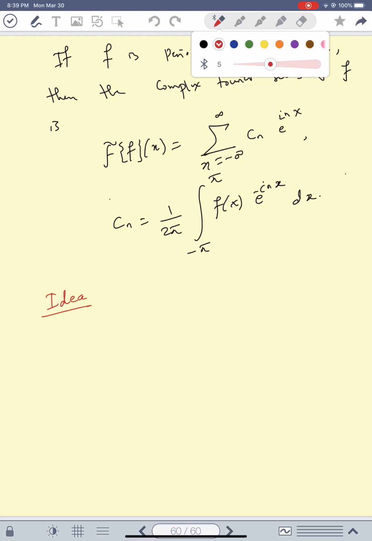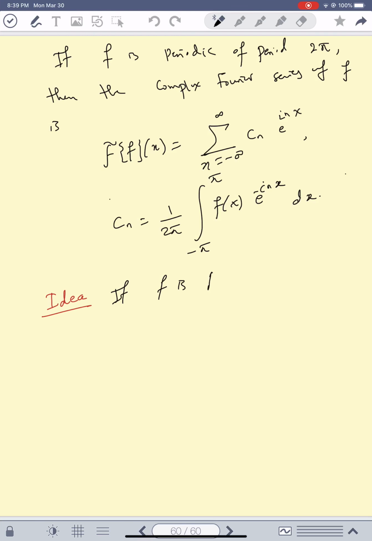Now, what is the idea of the complex Fourier series? Remember when we started this chapter, the Fourier series, we said that the main idea is if you have a periodic function, you can find approximations using sines and cosines. Now, the idea of the complex Fourier series is that if f is periodic, it can be approximated using the exponentials, using the complex exponentials e to the i n x.